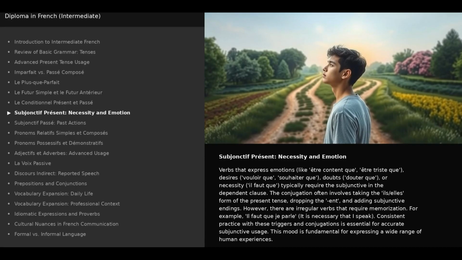The conjugation often involves taking the ils form of the present tense, dropping the -ent ending, and adding subjunctive endings. However, there are irregular verbs that require memorization. For example, il faut que je parle. It is necessary that I speak. Consistent practice with these triggers and conjugations is essential for accurate subjunctive usage. This mood is fundamental for expressing a wide range of human experiences.